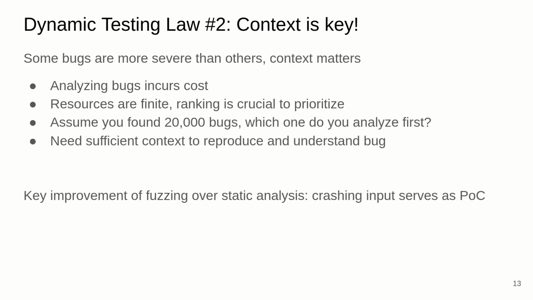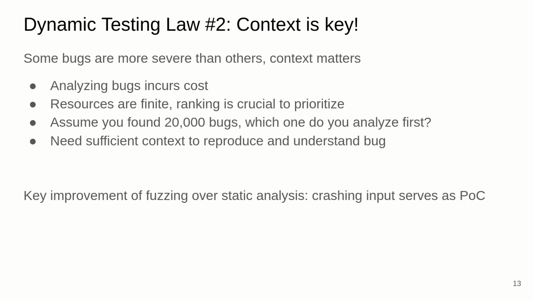Dynamic law number 2, the context is key. Some bugs are more severe than others, and developer cycles are finite, so we want to find and fix the most severe bugs first. But analyzing bugs actually incurs a cost. Now we have to rank the bugs that we discovered to prioritize which bugs can actually be fixed first. Assume in a fuzzing campaign you found 20,000 bugs. Which one do you analyze first? Which one do you want to triage first?